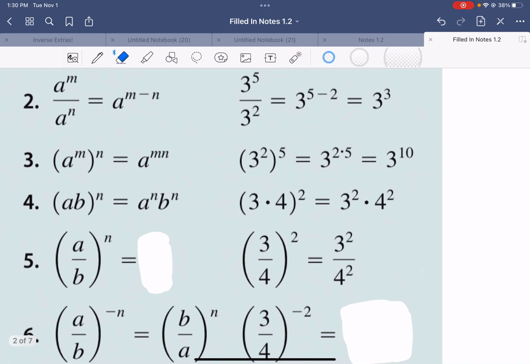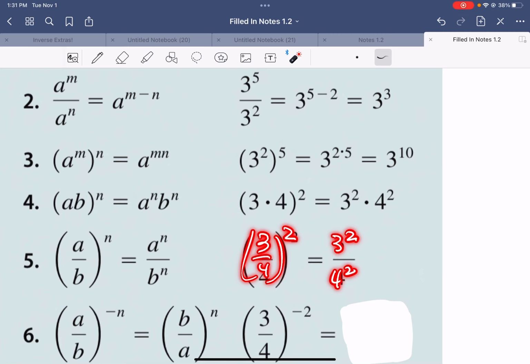Again, if you have division, a divided by b, raised to the n, you can either divide and then raise to the n, or you can raise each to the n and then divide. So this to the n, this to the n, then divide. So order doesn't matter. Again, you can think of it as distributing the n here and here. So that's why 3/4 squared is just 3 squared over 4 squared.